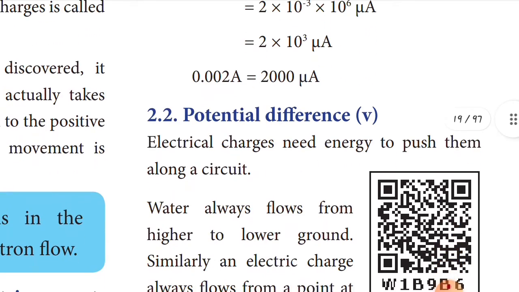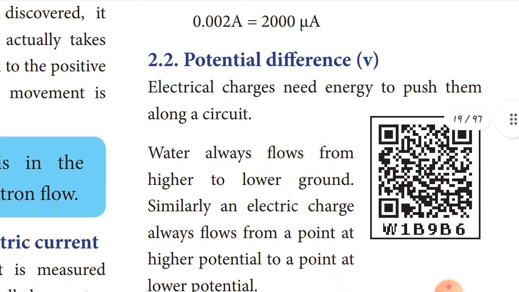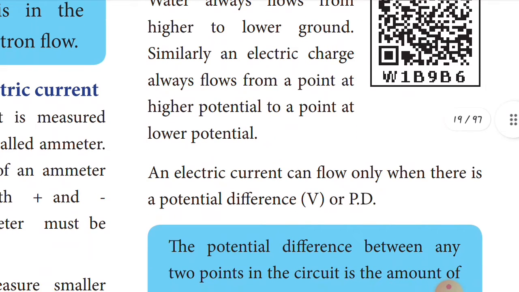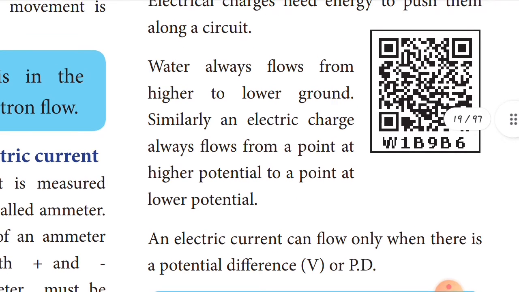And next, see the potential difference. We denote potential difference with the letter V. The electric charges need energy to push them along the circuit, and that is called potential difference. See the waterfall, children. Water always flows from what? Higher to lower ground. Similarly, electric charges always flow from a higher point to a lower point, higher potential to lower potential.